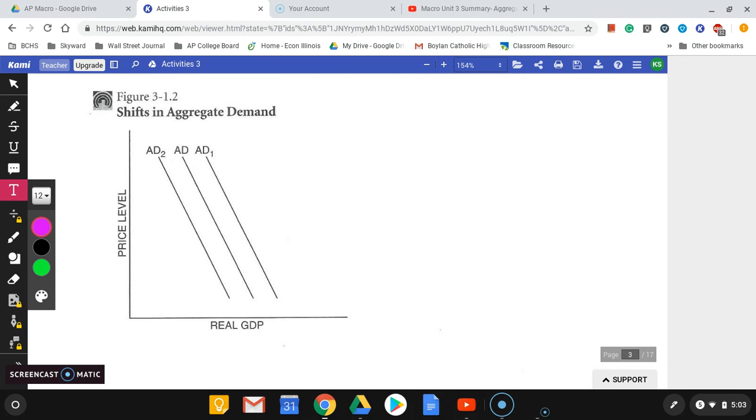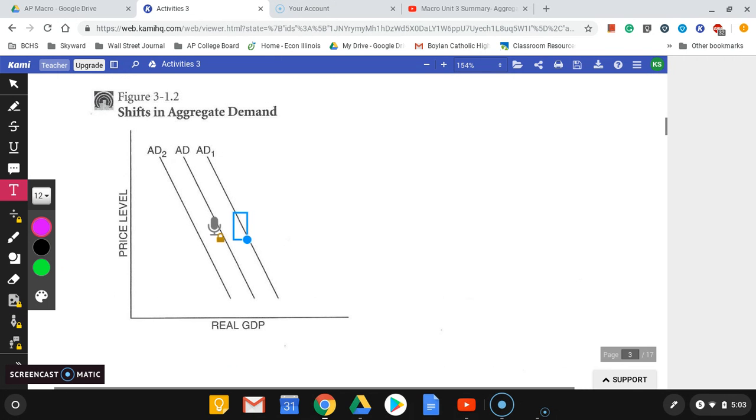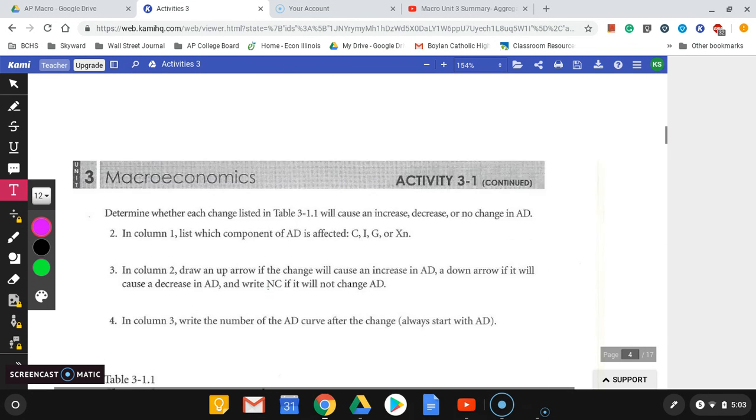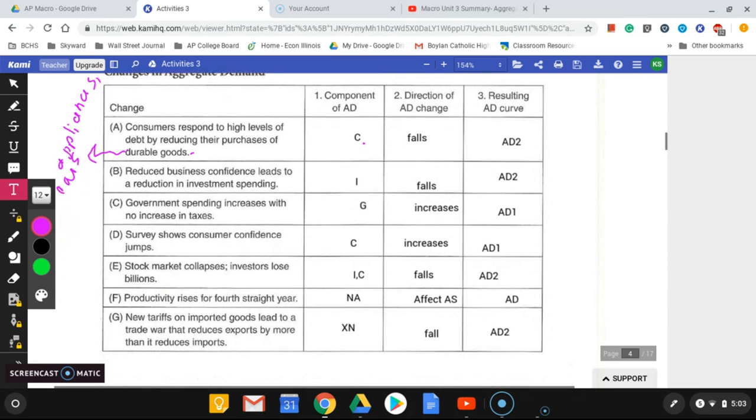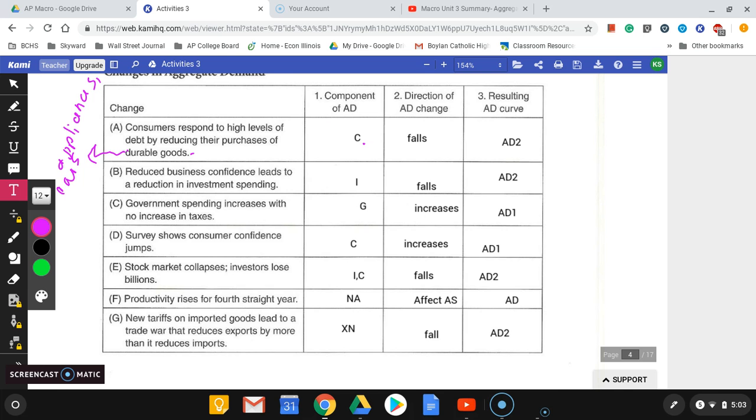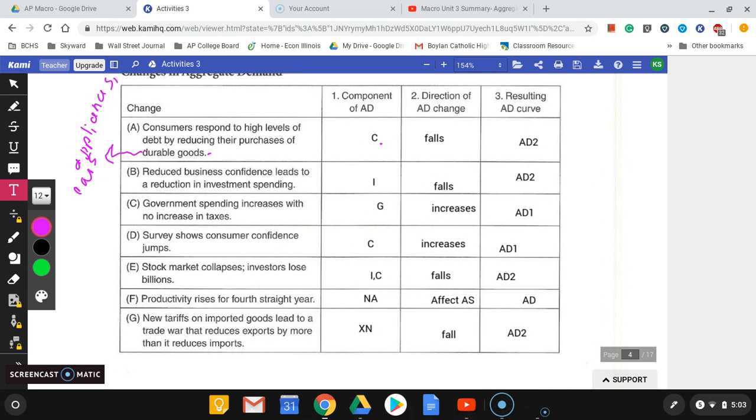So we're going to go through some different scenarios in a chart here in a minute, but you can see aggregate demand can shift either to the right, it can shift to the left, or it can stay right here and not shift at all. So I've already filled in this chart for you. So I want you to go ahead and fill in the answers as I go through this.